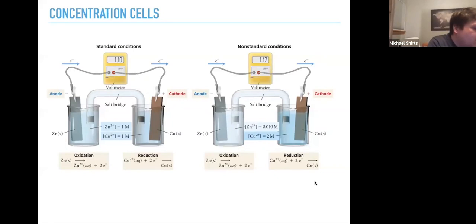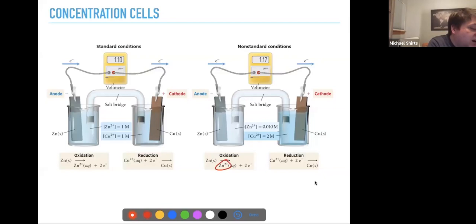But here, notice that the zinc is lower than standard concentration. And we know that it goes in the direction of oxidation of zinc, in other words, production of zinc 2 plus ions. So if the concentration is lower, there's going to be a driving force to reach equilibrium by putting more zinc into solution. That will make the reaction more spontaneous, which means that we can get more energy out of it. The cell potential will be larger.